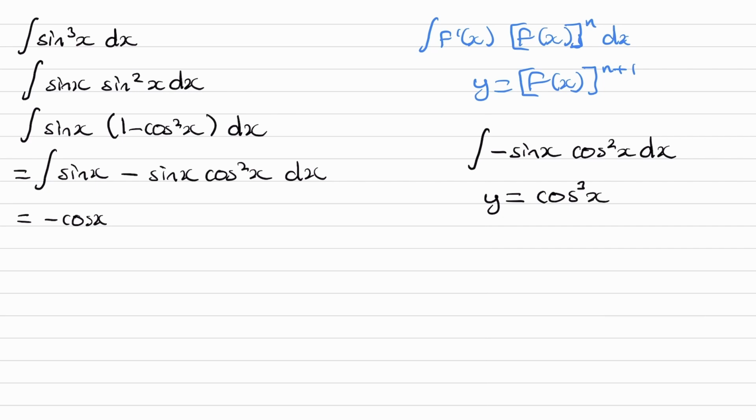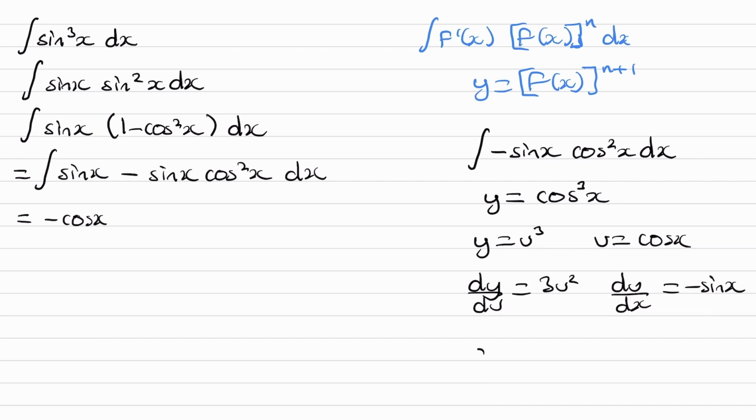Differentiate this, so use the chain rule with u is equal to cos x. This differentiates to make 3u squared. This differentiates to make minus sine x, and then times the two things together, we get minus 3 sine x times u squared, where u is cos x. And remember what we want is for this to differentiate to make this. Right now it's differentiating to make something that's 3 times bigger. So we multiply this by a third.